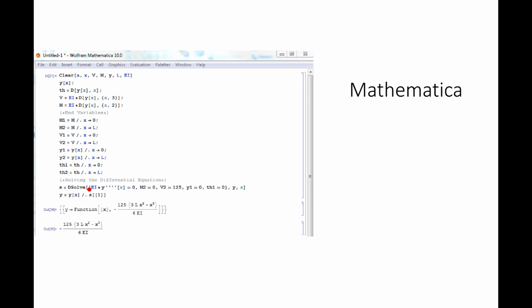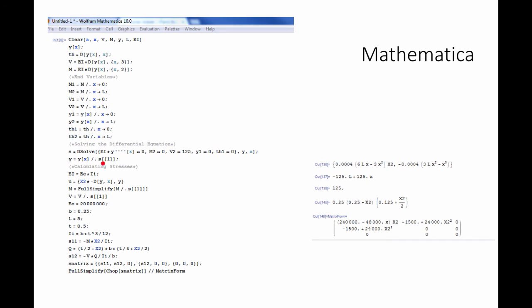They're all between a set of curly brackets. We need to solve for y as a function of x. And after solving for y, we need to store this solution in the variable y. So we say y is equal to this function y of x when I use the solution.